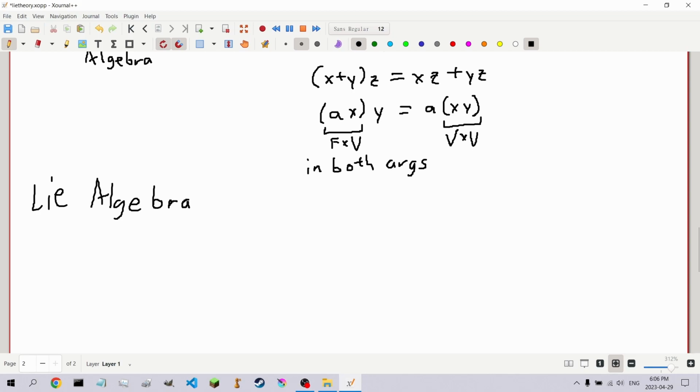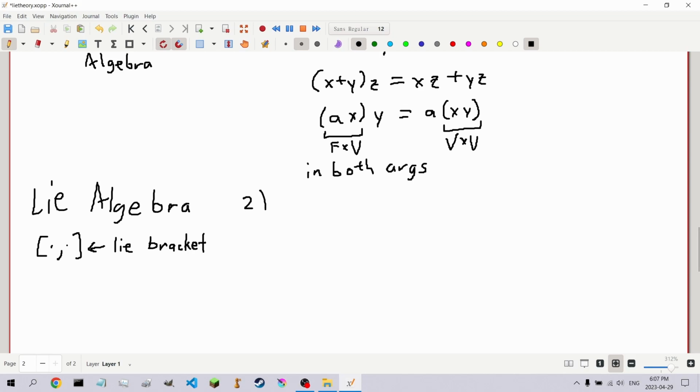Now, first off, for our Lie algebra product, we often talk about it in relation to the standard product. So we write the product as this. We call this the Lie bracket. And the Lie bracket has to satisfy three conditions. First off, it needs to be bilinear, as we said.